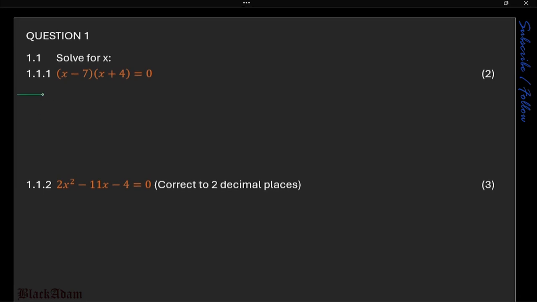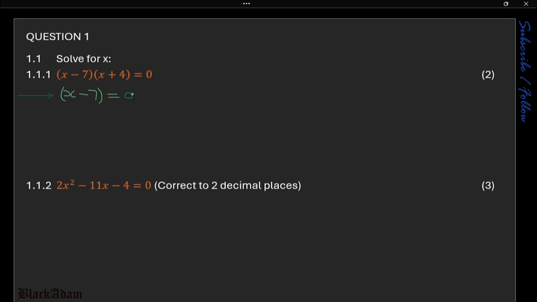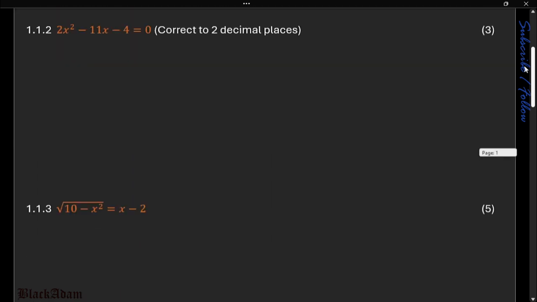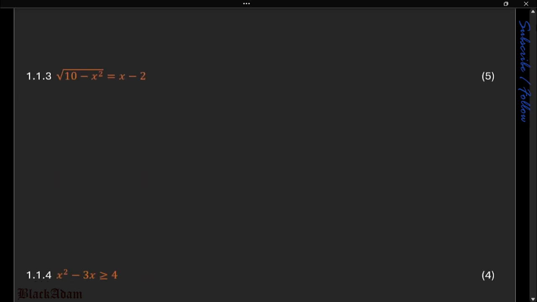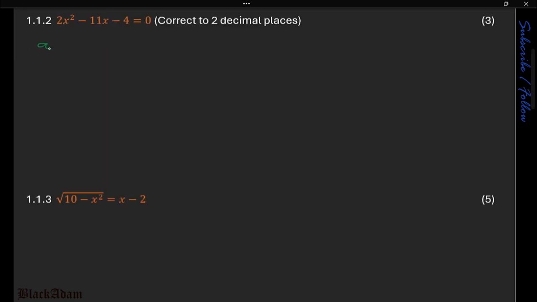So we have two brackets, which is x minus 7, and the other one is x plus 4. Then x minus 7 equals 0, and x plus 4 equals 0. So that means x is equal to 7, or x is equal to negative 4. And then we move on to the next question, 1.1.2, where we're given an equation that we cannot factorize.